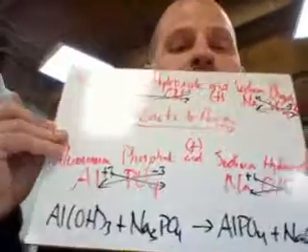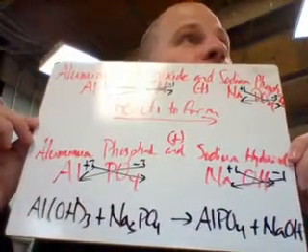So I have Al(OH)3 plus Na3PO4, which yields AlPO4 plus NaOH. So now I'm almost done. So this is really taking a look at this, right? So now I'm almost finished.